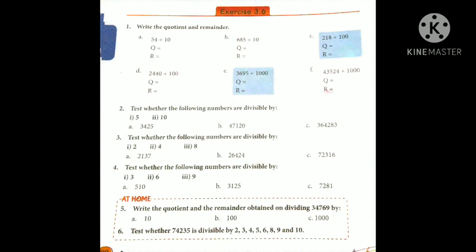Test whether 74,235 is divisible by 2, 3, 4, 5, 6, 8, 9 and 10 using the divisibility test. I will show you how to do it. Then questions 1 to 6: do 1 in the textbook and 2 to 6 in the notebook.